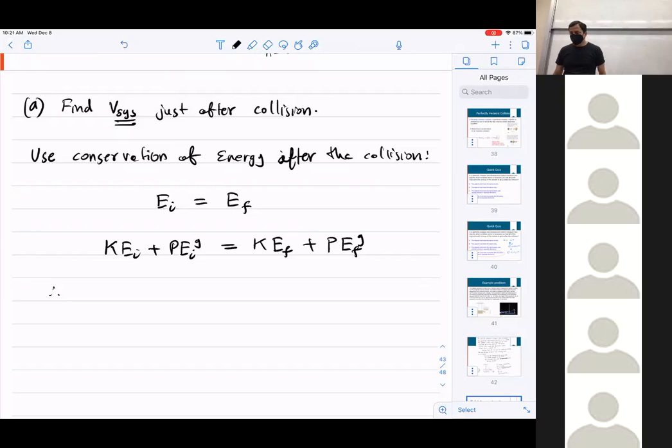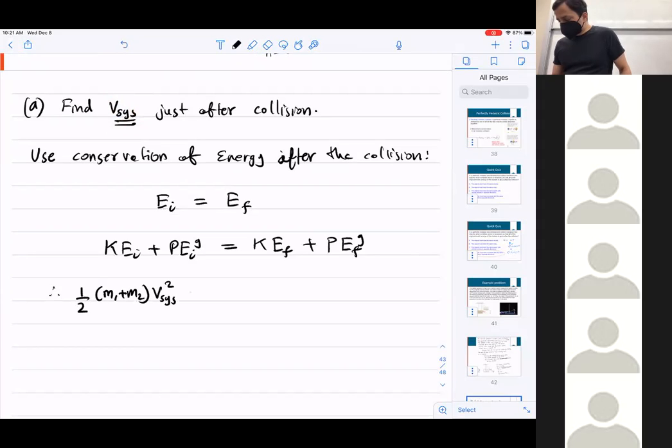So the initial kinetic energy will be 1/2 the total mass of the bullet plus the block, which is M1 plus M2. And it's going to have some speed, V system, that we're trying to find. So that'll be V system squared, correct? 1/2 mv squared. That's the initial kinetic energy.